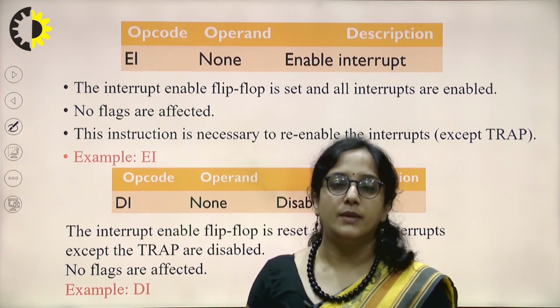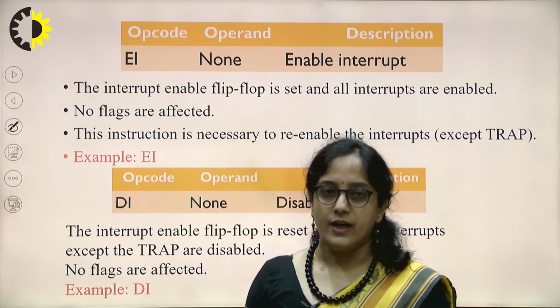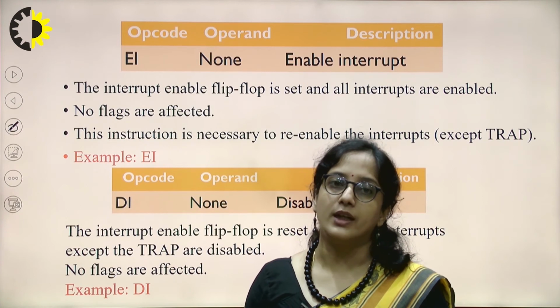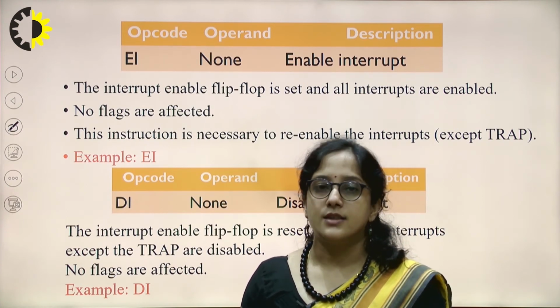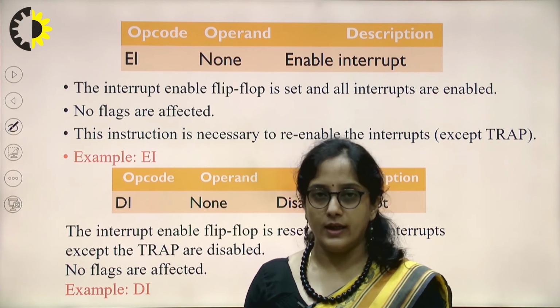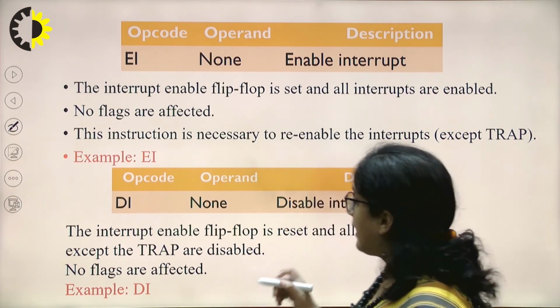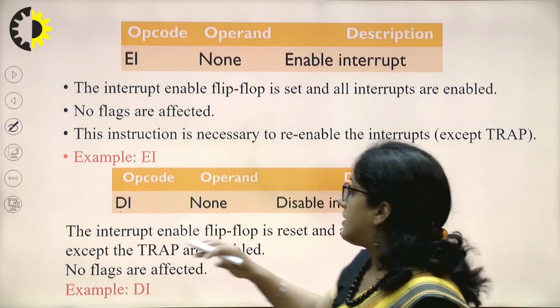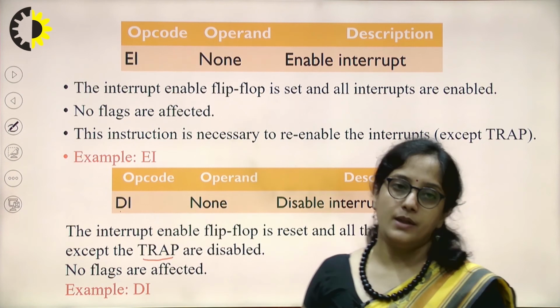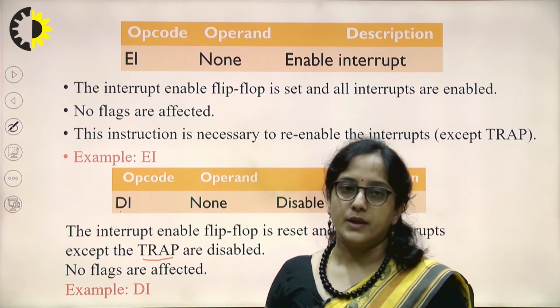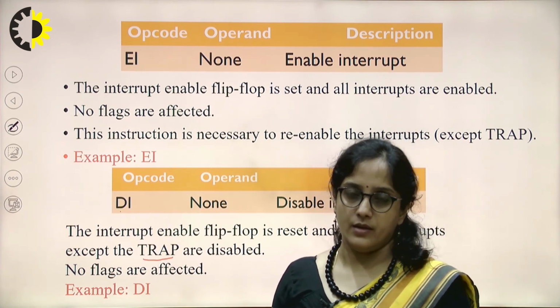EI, enable the interrupt. There are 5 hardware interrupts, and if we want to enable all the interrupts, we have to use this instruction. This instruction is used to enable all the interrupts. If we use DI, then we can disable the interrupts, meaning only TRAP, that is the non-maskable interrupt, can be executed by the microprocessor.